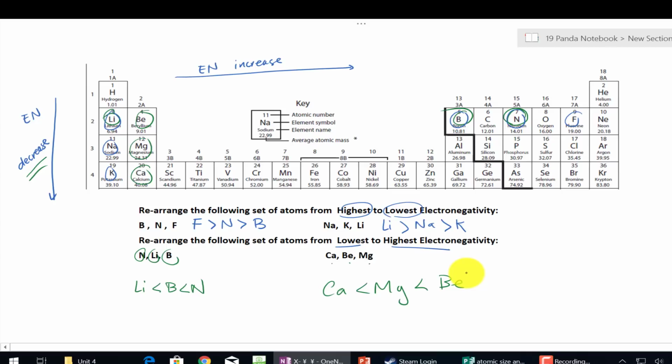Find where they are on the periodic table and use your understanding of what happens if we go across. Is it increase or decrease? The same thing, what happens when we go down? Is it increase or decrease? And that's how you apply the periodic trend of electronegativity.